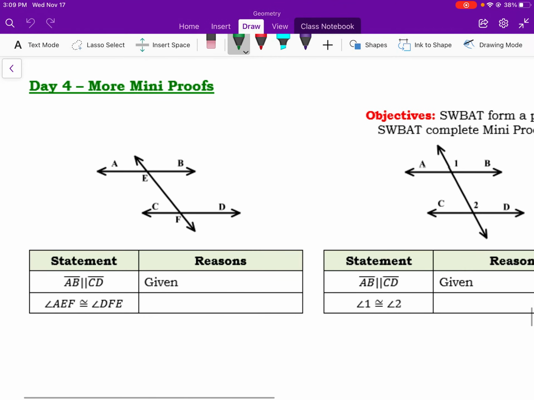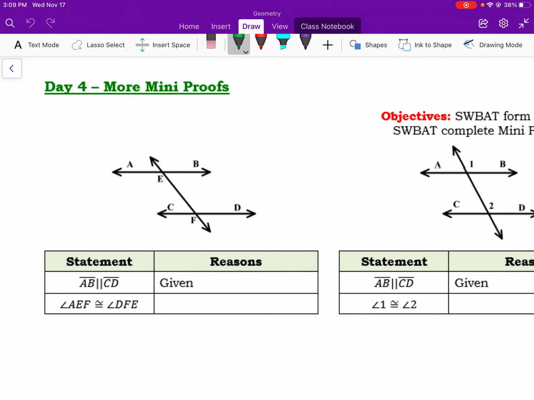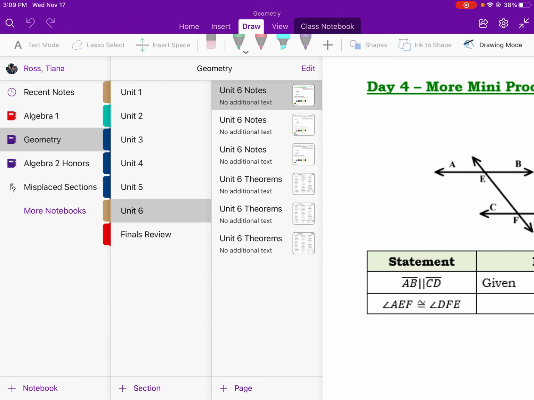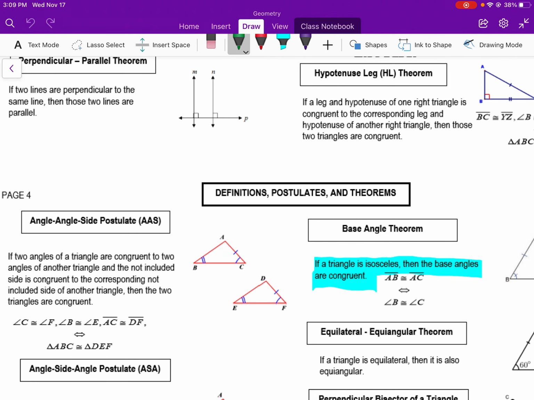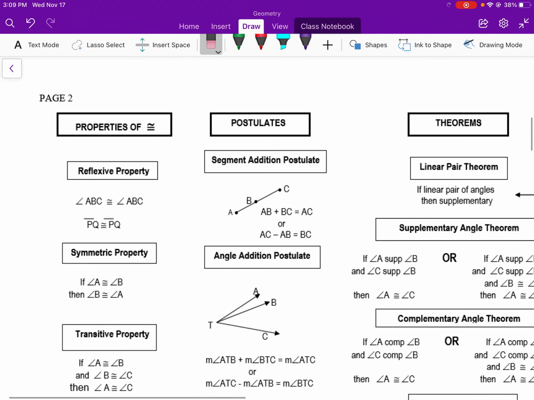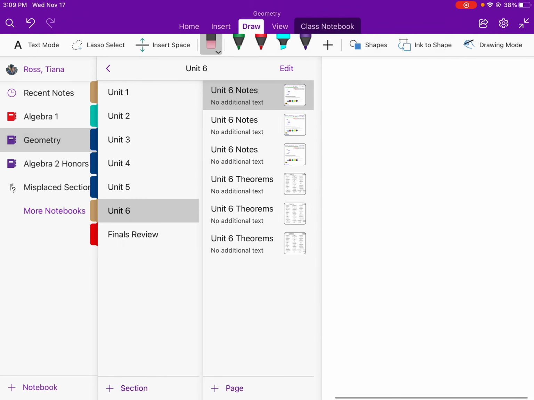All right, hi guys. Today we are continuing on with some additional mini proofs. And remember, we've been using our theorem page as more or less a menu of different theorems and definitions and properties that we can reference to justify the decisions that we make with these proofs.